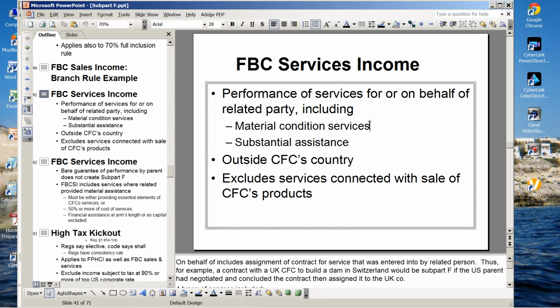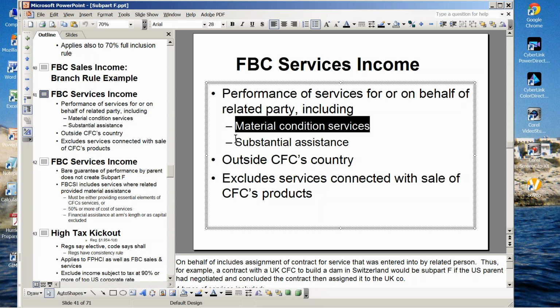First is material condition services. If I sell some machinery and tell my customer, in order to buy this machine, you have to sign a contract for maintenance, and the maintenance is going to be conducted by my Bermuda subsidiary. Well, that is a material condition of the sale. So that income that the Bermuda sub is getting cash from directly from an unrelated party, but it's getting those as a material condition for something that the related party was doing.